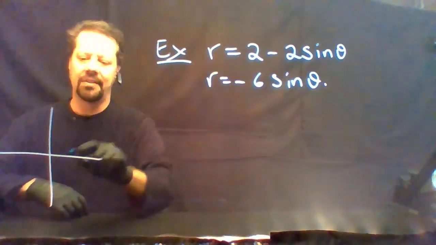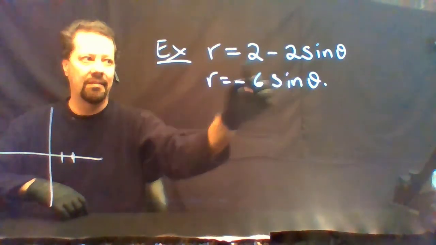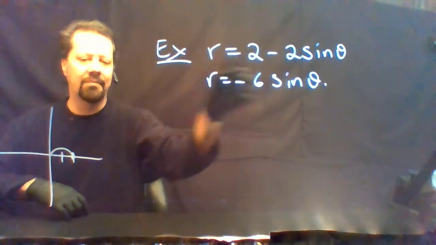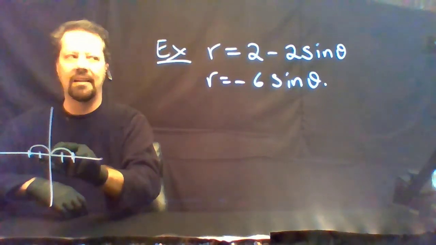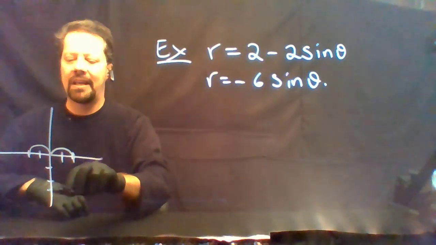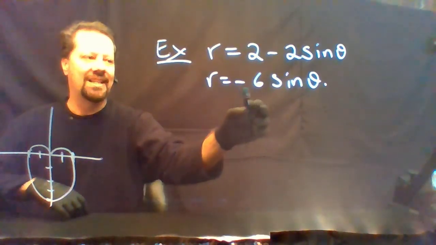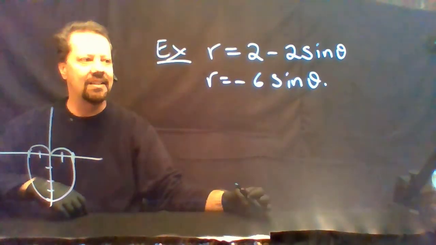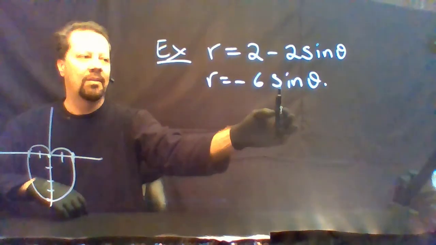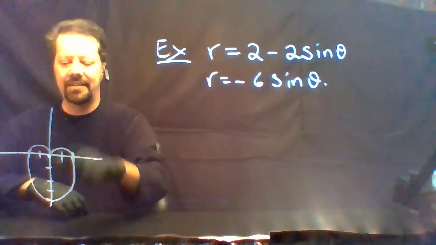When theta is 0, sine is 0, so the radius is 2. Sine of pi over 2 is 1, making the radius 0. Sine of pi is 0, making the radius 2 again. At 3 pi over 2, sine of 3 pi over 2 is negative 1. That would give you a radius of 4. Since r equals negative 6 sine theta, on the other hand, is a circle. When theta is 0, the radius is 0. When theta is pi over 2, the radius is negative 6.